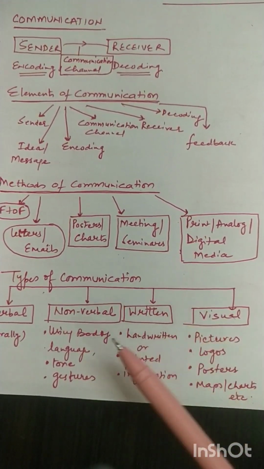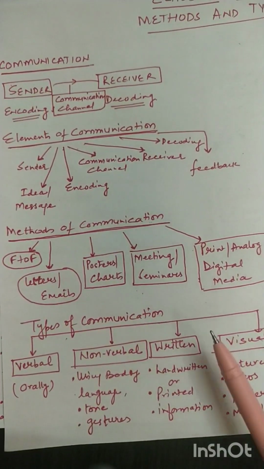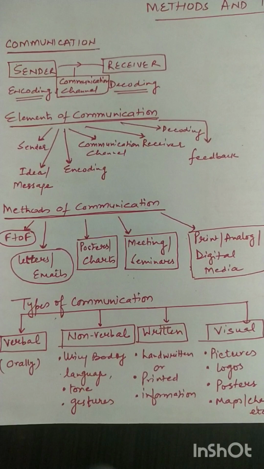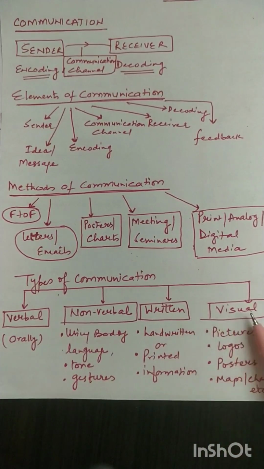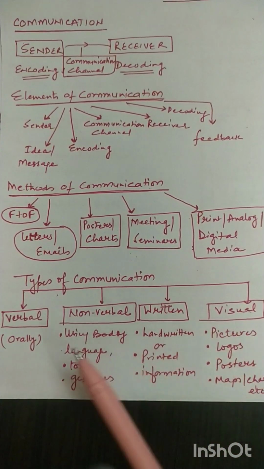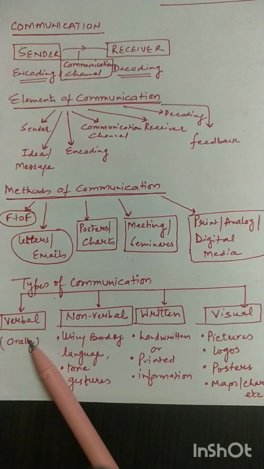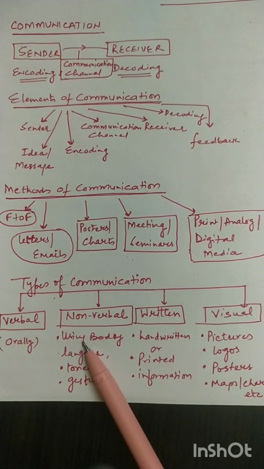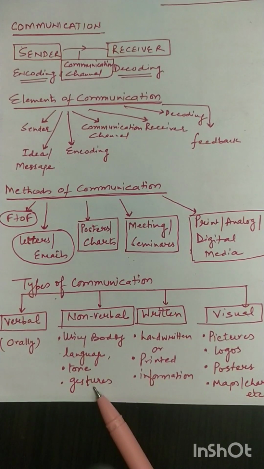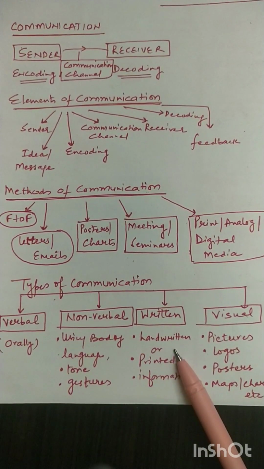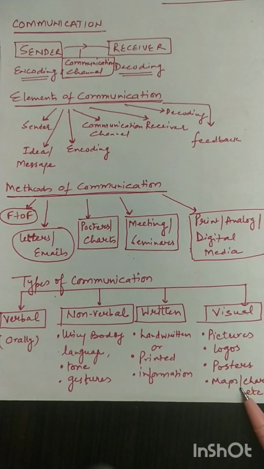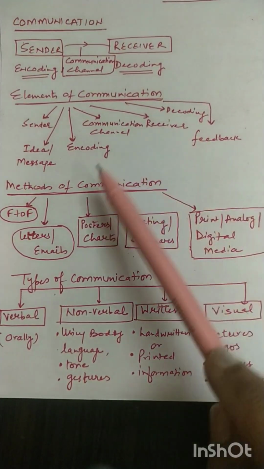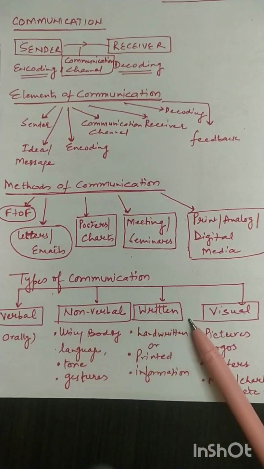Now types. Verbal, non-verbal, written and visual. So these are four: verbal, non-verbal, written and visual. When we talk about verbal, that means you are communicating orally. Non-verbal, where you are using body language, gesture, tone, right? Written, when you are communicating via handwritten or printed information. And visual, where you are communicating via pictures, logos, posters, etc. So these are the different types of communication.